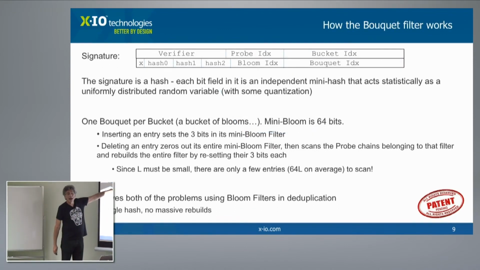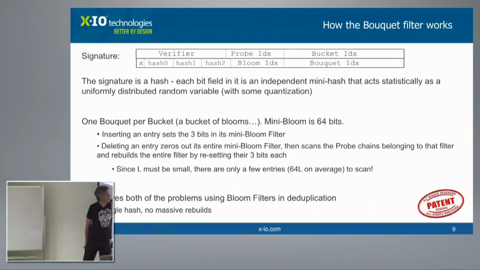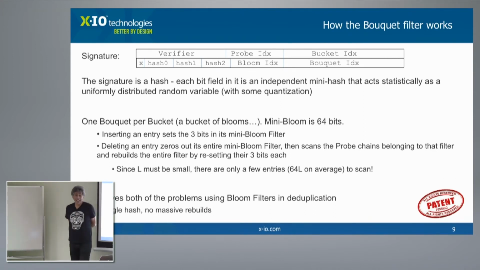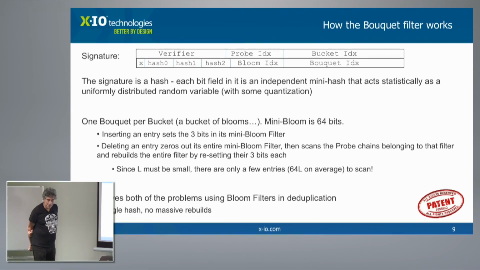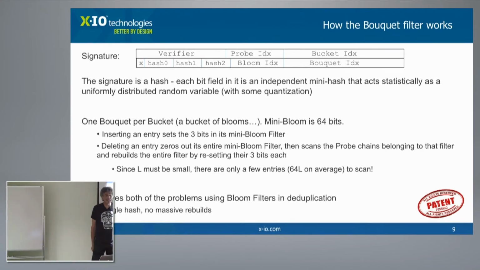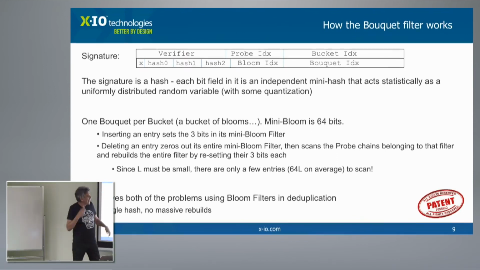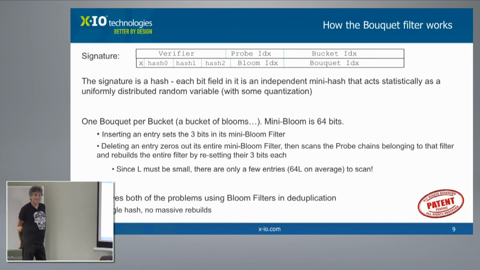That's the decomposition of the signature for accessing the database. This is the decomposition of the signature for accessing the bloom table. It's the same bits. It's the bouquet index, because a bucket of blooms is a bouquet, right? Then there's a bloom index inside of the bucket, and then there are 3, in this case 6-bit numbers, that are the 3 hash indexes into that bloom table.